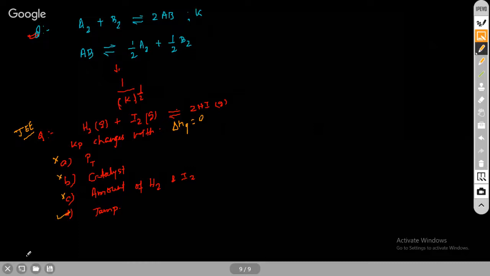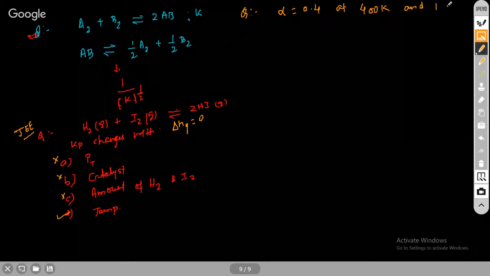Okay. See this one. The degree of dissociation. Question is this. I'm giving you short data only. Alpha is given 0.4 at 400 Kelvin and 1 atm pressure.